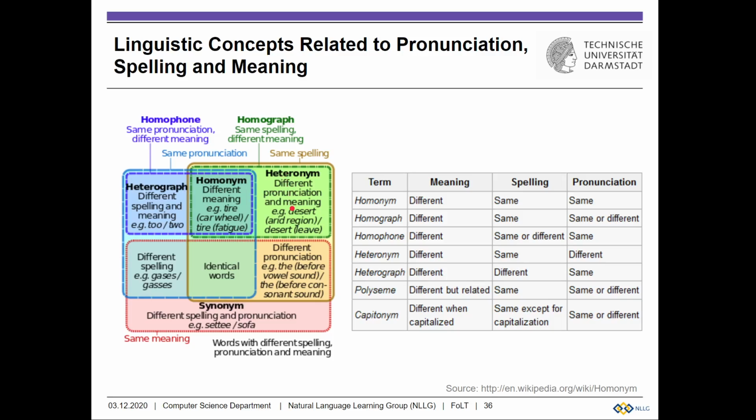We have different meaning and different pronunciation. So this would be the case of desert versus dessert, right? Or dessert versus desert, right? So these are such cases, and linguists have given different names for such cases, and yeah, so these are interesting linguistic denominations and linguistic concepts, and show the interplay of pronunciation, spelling, and meaning.